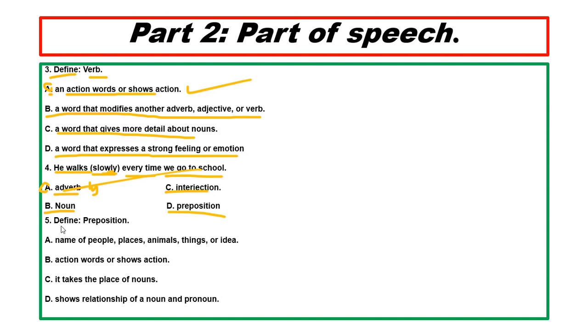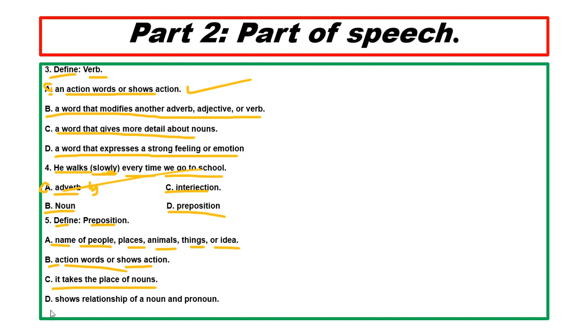So next, number five. Define preposition. So when you say define preposition, so what do you think? Okay, so letter A, name of people, places, animals, things, or idea. Okay, so that is the name of the people. That is your name. That is the name of a place. Okay, like Robinson, or animals like dogs, or things like pencil, or phone, or idea like a relationship, or love. So what do you think? Letter B, action words or show actions. Okay, so it's he is playing, he is running. So what do you think? It takes the place of the noun. So when it takes the place of the nouns, example, the boy becomes he, the girl becomes she. So what do you think?